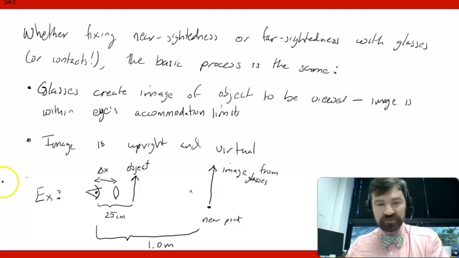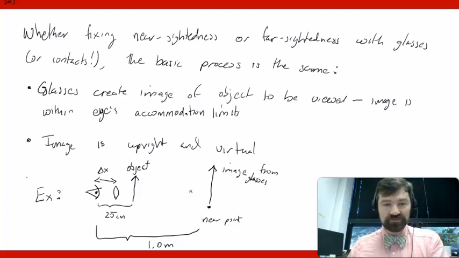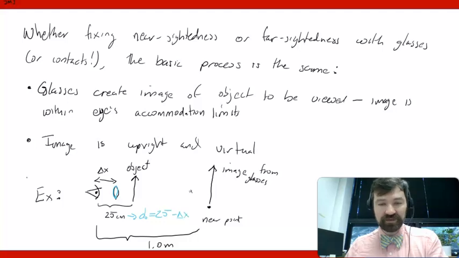Again, you have to account for this distance between the lens and the eye when doing all this. So these are all given with respect to the eye. If you want them with respect to the lens, this D_O becomes 25 minus delta x, and this D_I becomes 1 meter or 100 centimeters minus delta x as well.